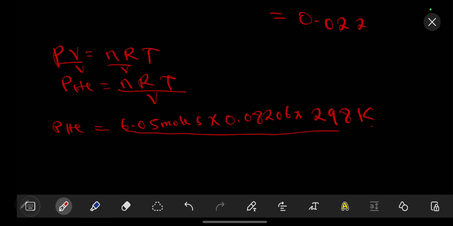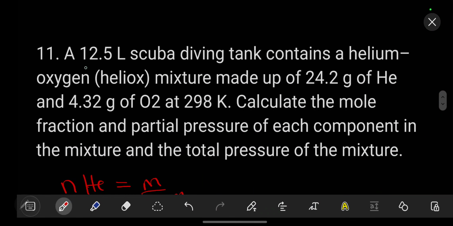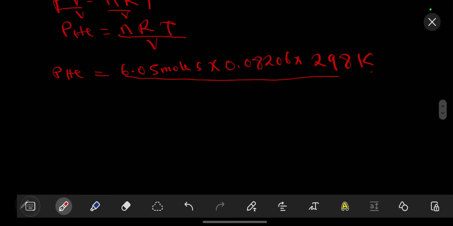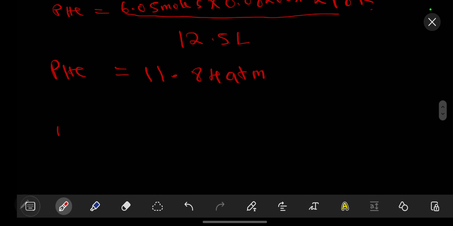According to Dalton's law, the volume is as if the gas were alone. We are going to assume that the gas occupies the whole volume. So we are going to have over 12.5 liters. When we divide those, we are going to get our partial pressure of helium. So 6 times that divided by 12.5, we are going to get 11.84 atmospheres.